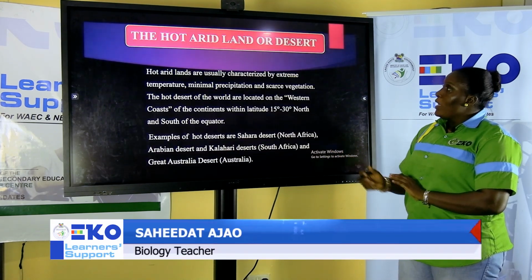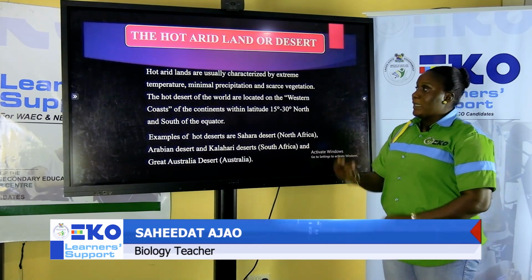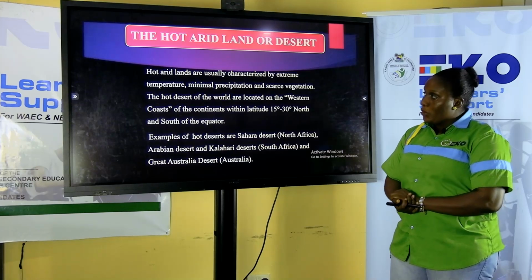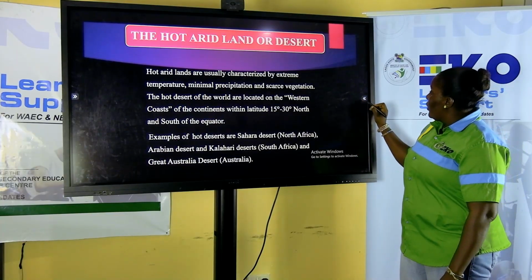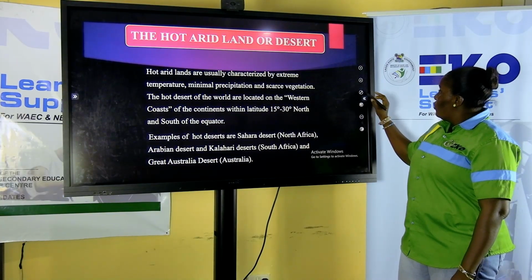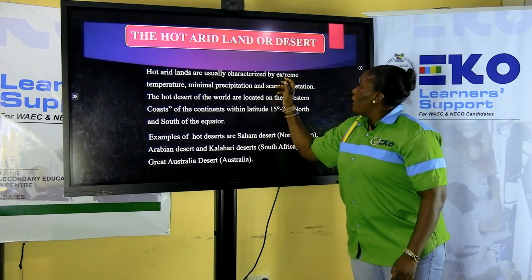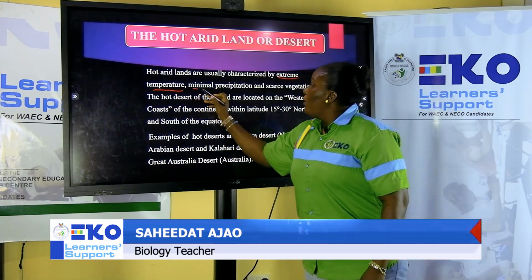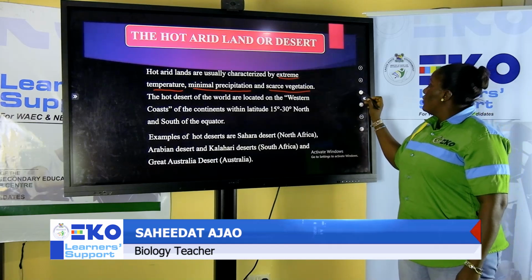So let's look at the hot arid or the hot desert. The hot arid are usually characterized by extreme temperature, minimal precipitation, and scarce vegetation. Please take note of those three words. Extreme temperature, minimal precipitation, and scarce vegetation.